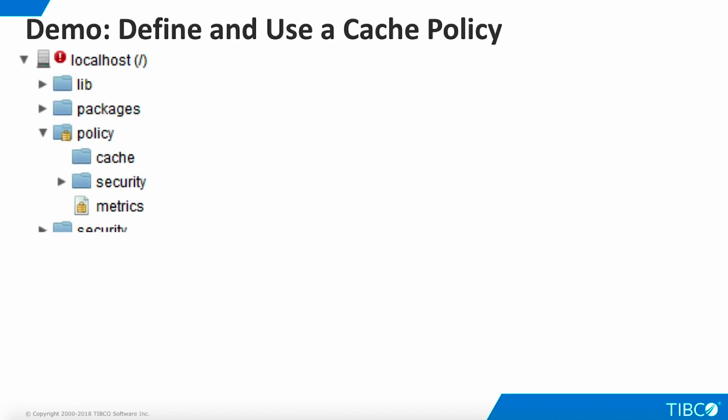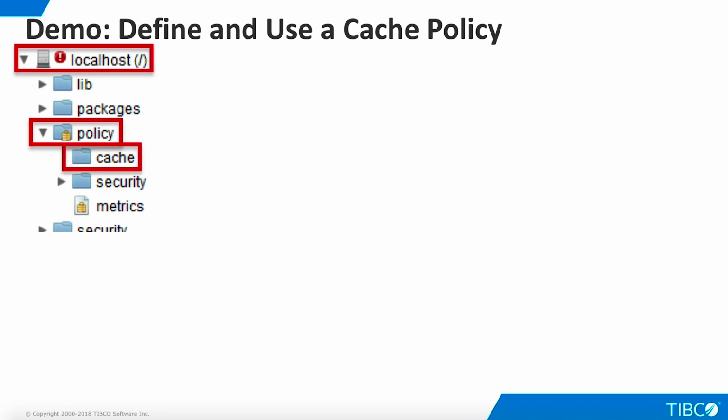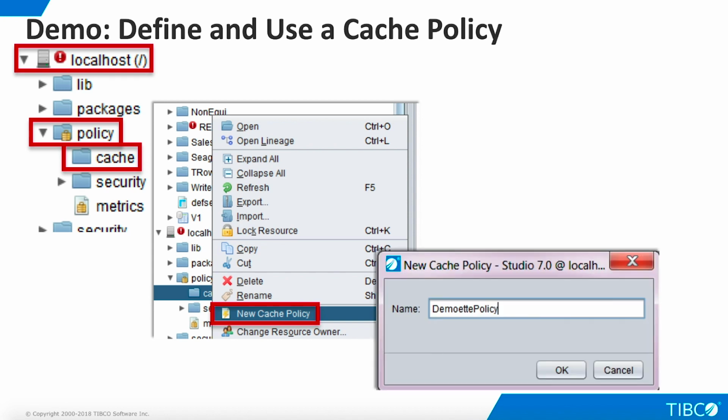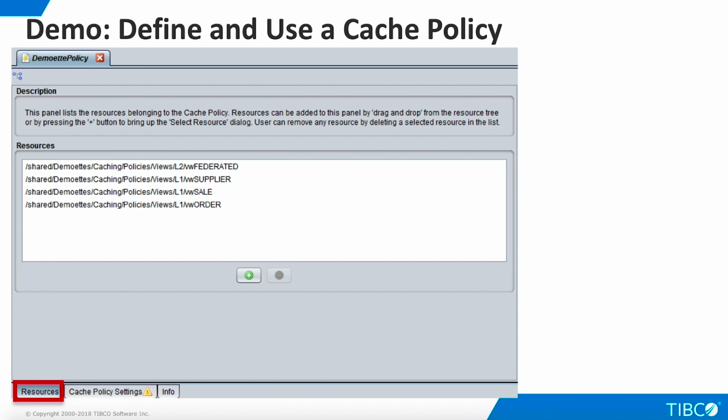Now we are ready to begin our demo. As noted earlier, we have already set up single table caching on all of the views we will be using. Our goal is to use a cache policy to ensure that all these caches remain consistent with one another. In the Studio namespace, open the server, then open Policy, and right-click Cache. Select New Cache Policy. Name the policy. On the Resources tab, drag each of our views into the Resources pane.